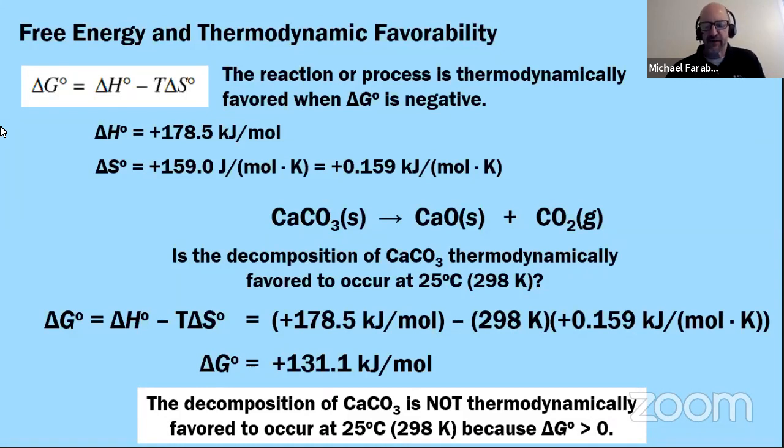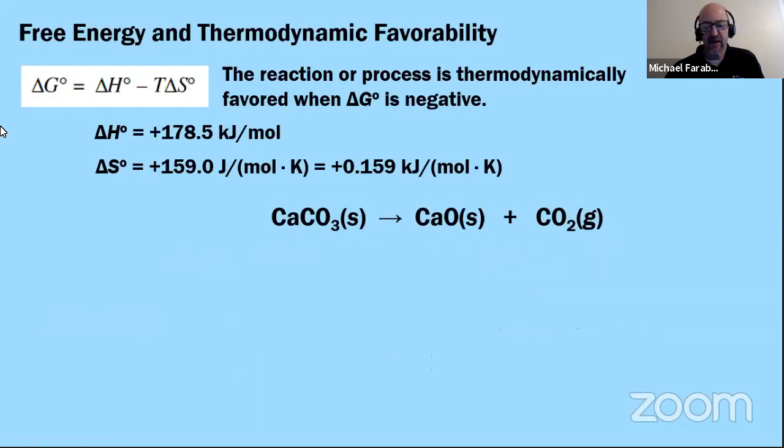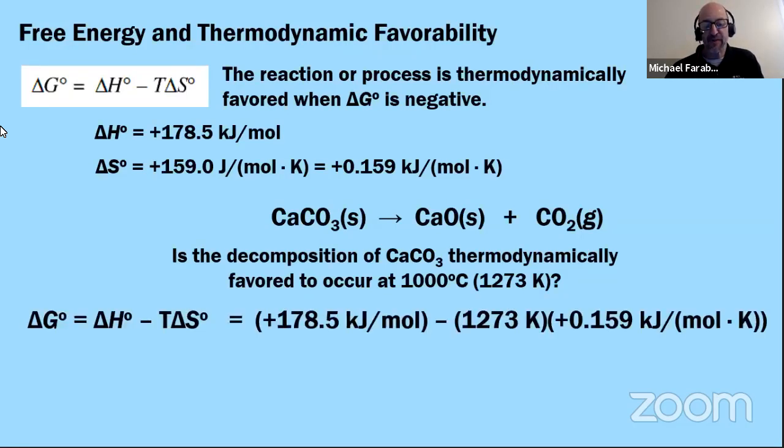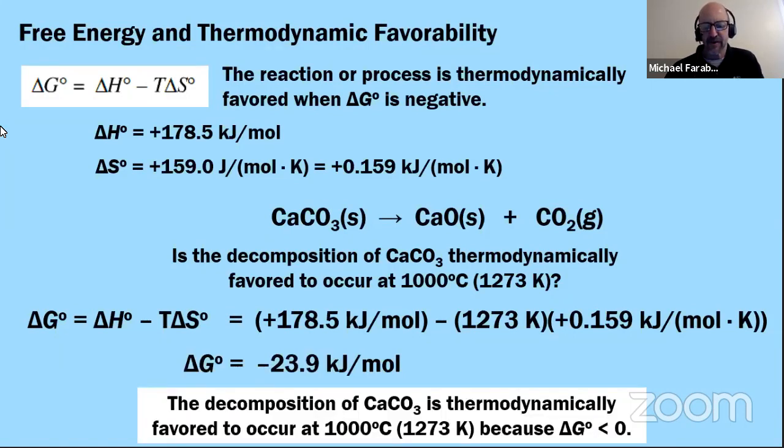Well, what if I choose a different temperature? It is an endothermic reaction, so maybe I have to heat it up. I'm just going to go ahead and make up a new temperature, and we'll do this calculation again. So is this decomposition favored to occur at 1,000 degrees Celsius, which would be 1273 Kelvin? So I'm going to go ahead and assume that the delta H and delta S values are going to remain the same. That's my assumption. All I'm doing is plugging in a new number for the temperature. And now when I do this math, the delta G is negative. So it is favored to occur at 1,000 degrees Celsius, but it was not favored to occur at 25 degrees Celsius.